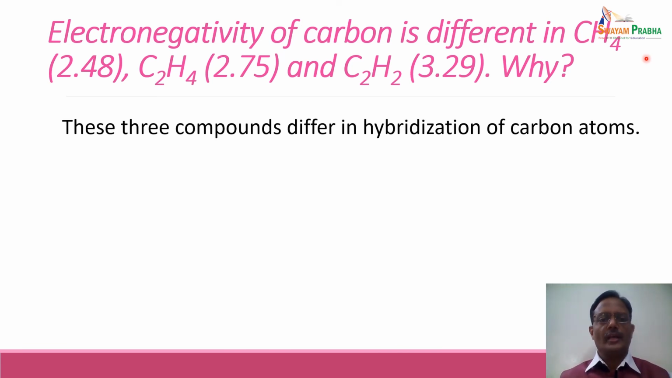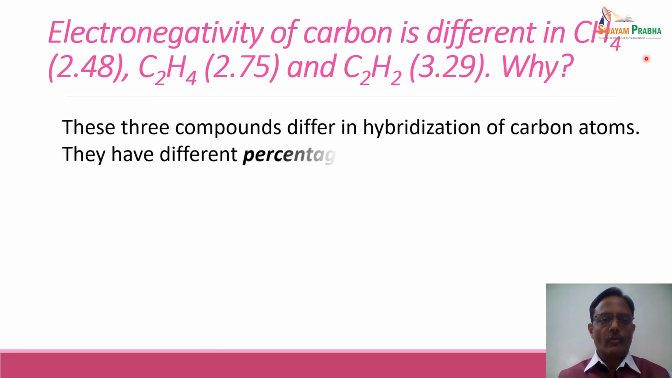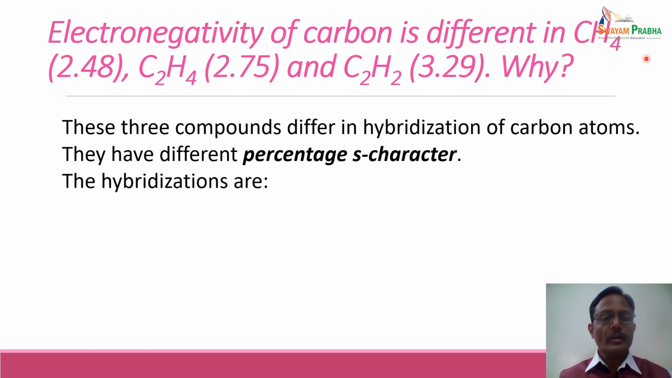Now, what is the difference between them? The difference is the hybridization of the carbon atom. What is the hybridization effect? The effect of hybridization is on the percentage s character, and we discussed in our previous class that electronegativity depends on the percentage s character of different atoms. In methane, the hybridization is sp3, and in sp3 hybridization, out of the 4 hybrid orbitals, only one is an s orbital, so the percentage s character is 25%.